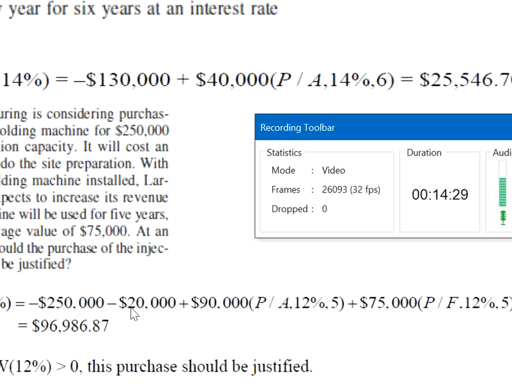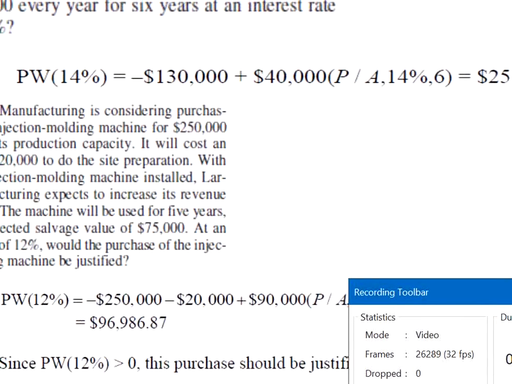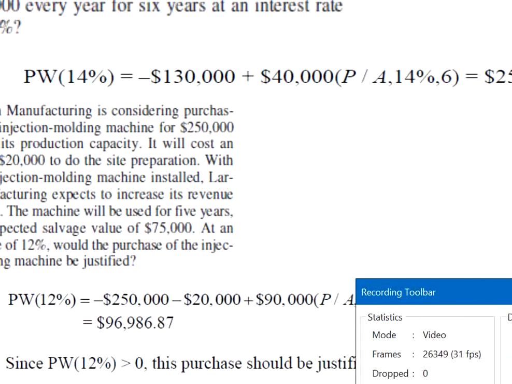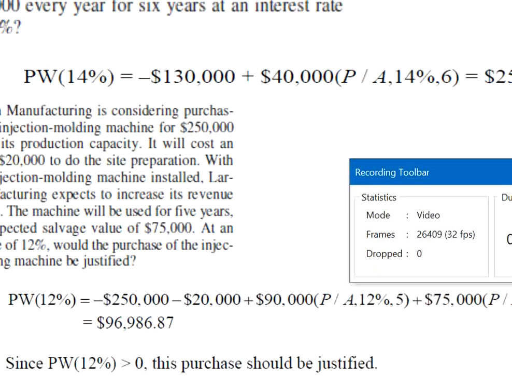And then these are already in year 0. We don't have to calculate their present value. If you add all of them and then you can compare, then you can see here that answer will be 96,986.87. Since present worth is positive, so this project is acceptable.